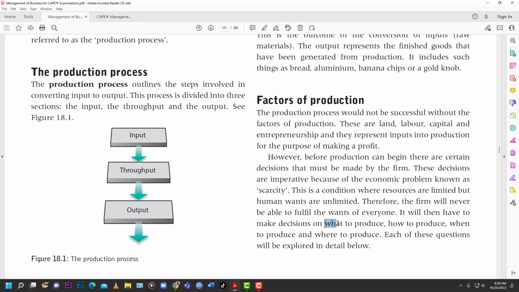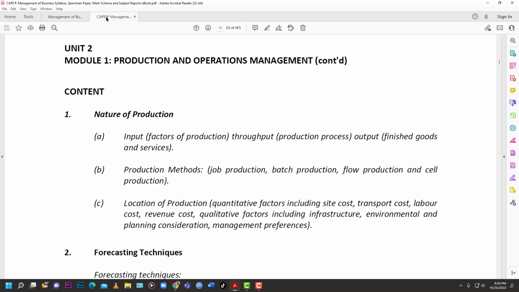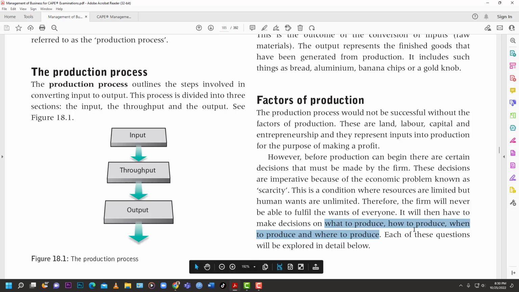We have to answer what to produce, how to produce, when to produce, and where to produce, right? But the syllabus is only asking us for basically what to produce, how to produce it, and where to produce it, right? But we're going to still cover when to produce it. So those are some fundamental questions a firm has to answer. What to produce, how to produce, when to produce, and where.